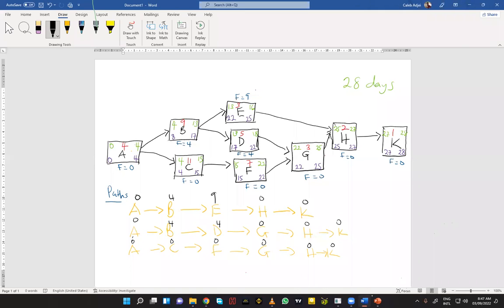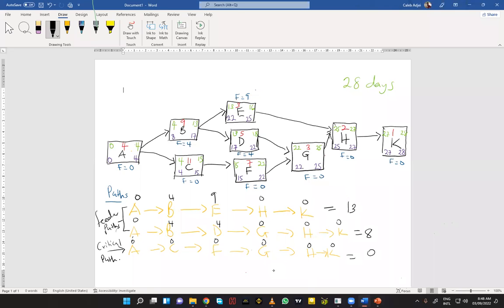So what it means is that if we want to look at the floats for each of these paths, float for the first path is 9, float for this path is 8, and float for this path is 0. So definitely this becomes our critical path. And the rest, these two are feeder paths. The first path is 13. Sorry, because there's 4. Sorry. So 13. Okay, thank you very much. Thank you, Grace and Co.